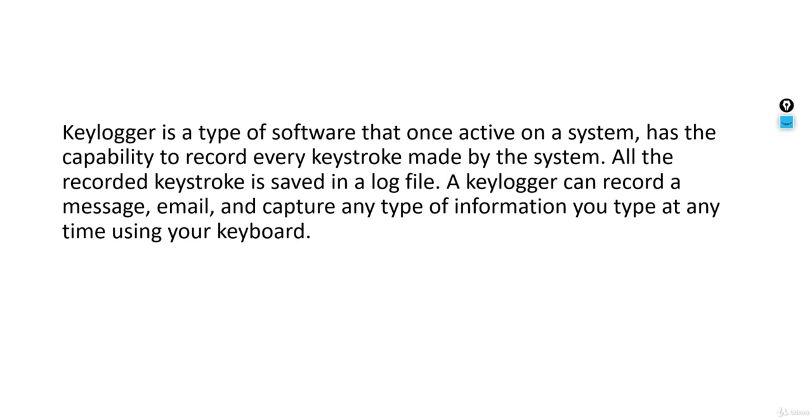First of all, let's see the keylogger. We have already studied how the keylogger works in the previous couple of examples, but let's give a quick revision. What is a keylogger? A KeyLogger is a type of software that, once active on a system, has the capability to record every keystroke made on the system. That means it records every keystroke made by the user. All the recorded keystrokes are saved in a log file.